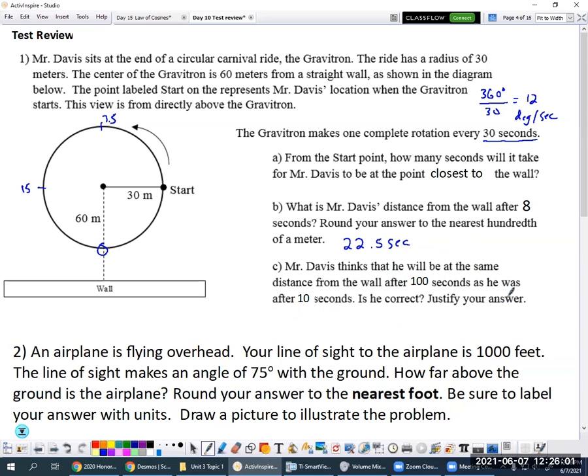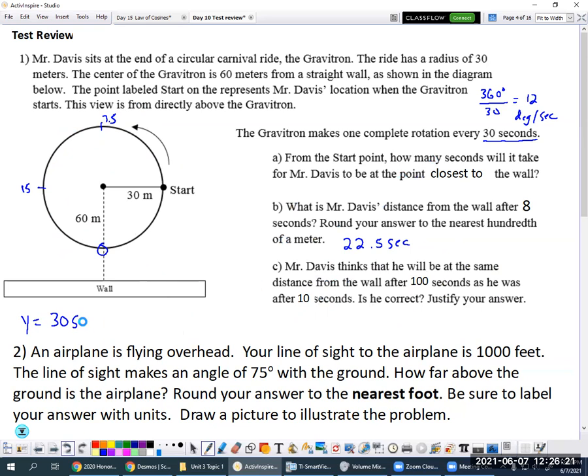Mr. Davis thinks he will be at the same distance from the wall after 100 seconds as he was after 10 seconds. Is he correct? Well, it's important to note that these times, 100 seconds and 10 seconds, are not at these nice, 90-degree marks where I can just look at it and know. So I think I'm going to write an equation. I know the radius is 30.